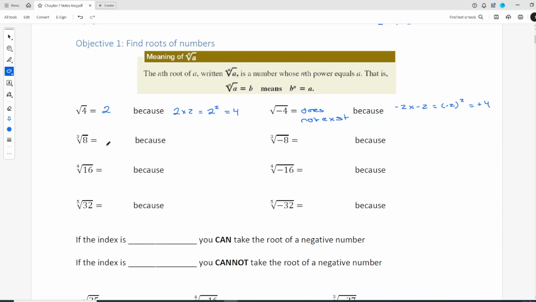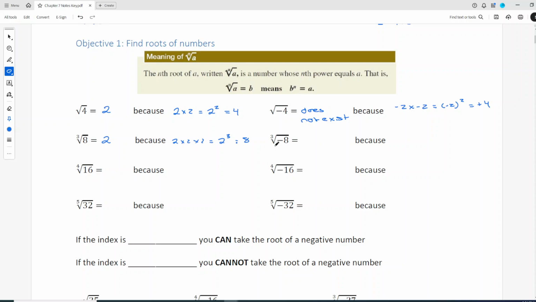What about the cubed root of 8? Now, hopefully, the reason you don't need a calculator is because the answer to all of these is 2. So the cubed root of 8 is also 2. Why? Because 2 times 2 times 2, or 2 cubed, is 8.